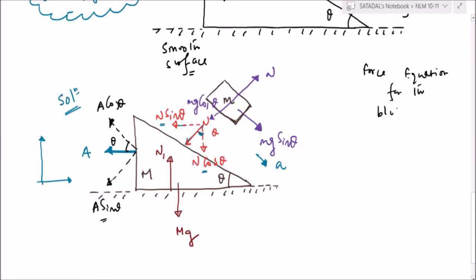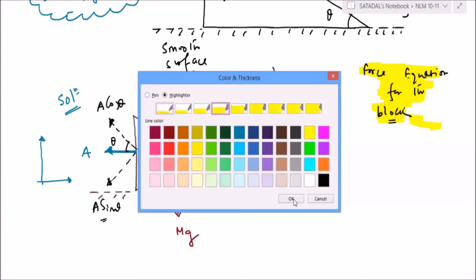for the block. So first I'm going to write the force equation for the block. Yes, Akash, tell me. Sir, for the wedge we will take the acceleration as A only, just without the component? No, no, no. So first is for the block along the wedge surface.